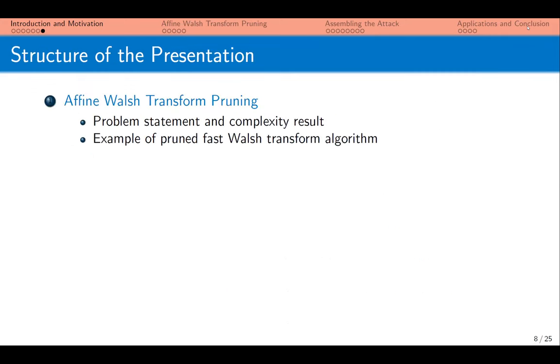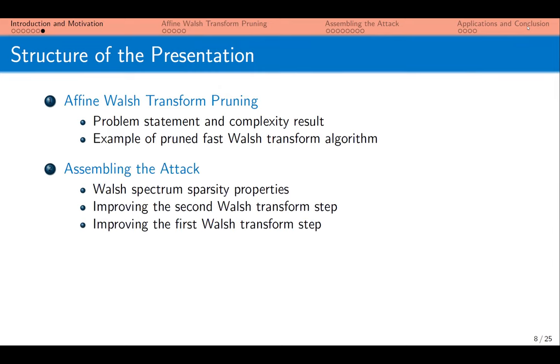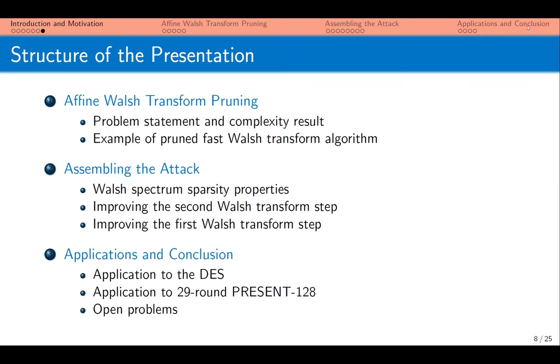So the rest of this presentation will proceed as follows. First, we will discuss the pruning problem for the fast Walsh transform from a theoretical point of view. Then we will propose some solution to this problem and explain how to use it in the context of linear cryptanalysis. And finally, I will briefly discuss the applications which are described in the paper.